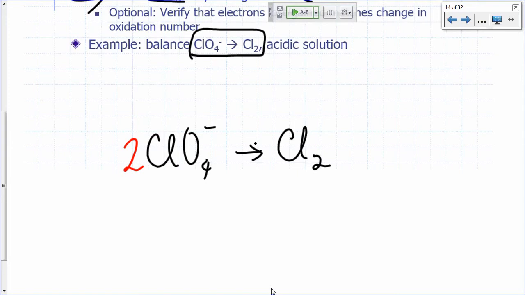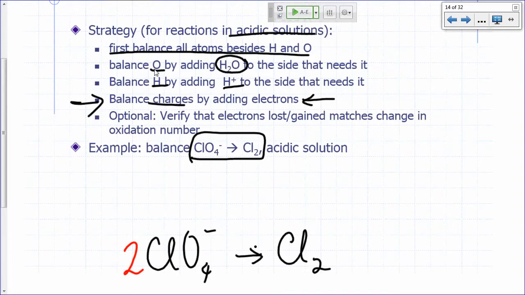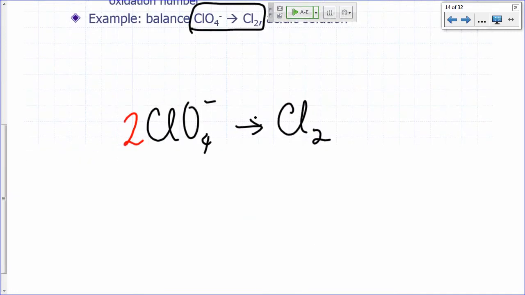So now, next step. Once you balance your chlorine, you balance your oxygen now, right? How do I balance oxygen? How many oxygens do I have on the left? 2 times 4, that's 8 oxygens, right? So I'm going to need 8 oxygens here.